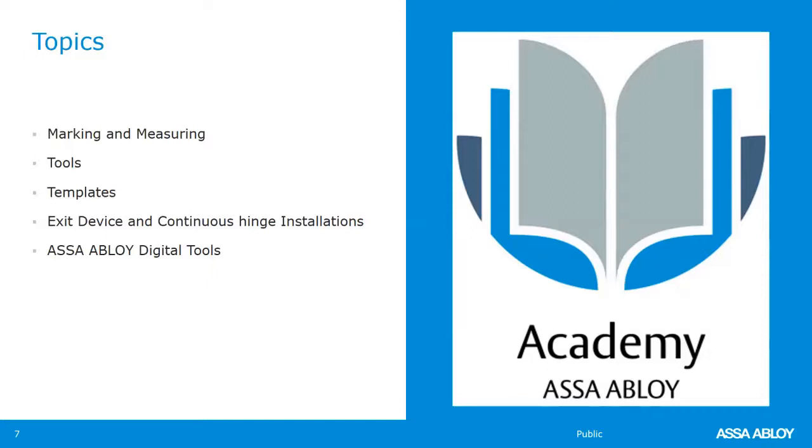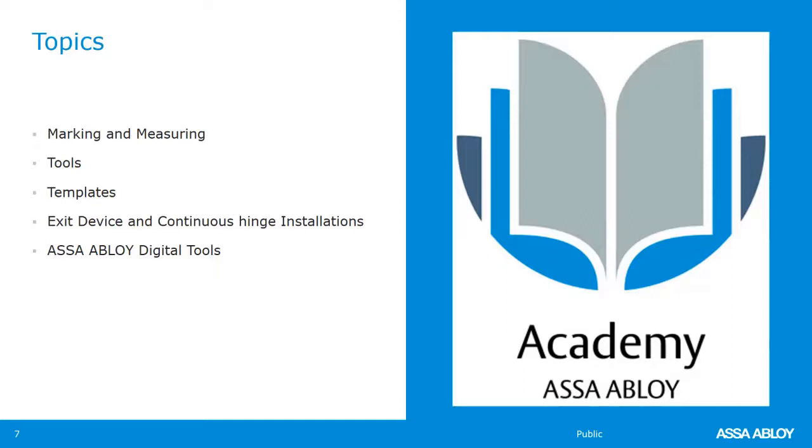We'll talk some about tools that I love and how to use them. We'll talk about our supplied templates that we give you in our boxes and how we can sometimes modify those templates to make them easier to use, as well as we'll talk briefly about process of an exit device install, as well as some tips and tricks I've learned in installing continuous hinges. And then finally, we'll talk about how ASSA ABLOY has developed some digital tools that can help you, the installer, the project manager, the distributor, the integrator, do your job better.